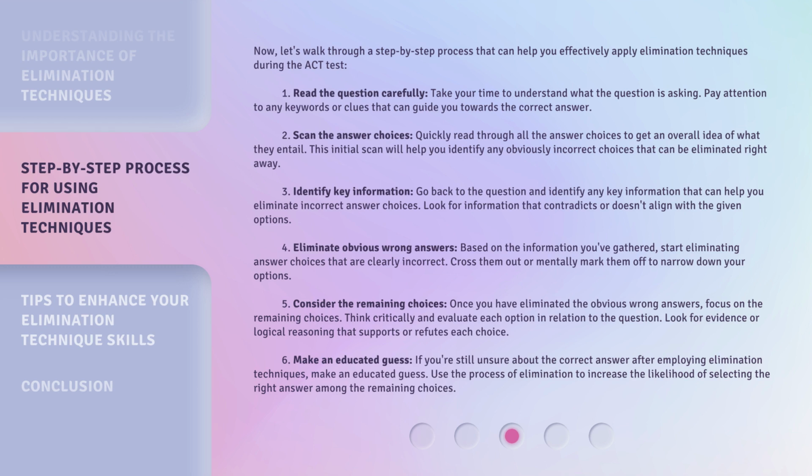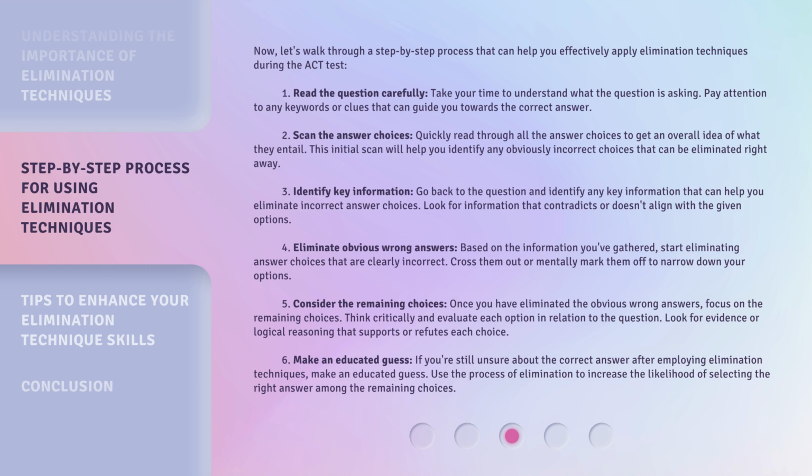4. Eliminate obvious wrong answers. Based on the information you've gathered, start eliminating answer choices that are clearly incorrect. Cross them out or mentally mark them off to narrow down your options.